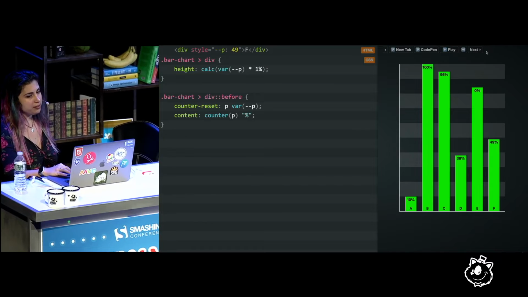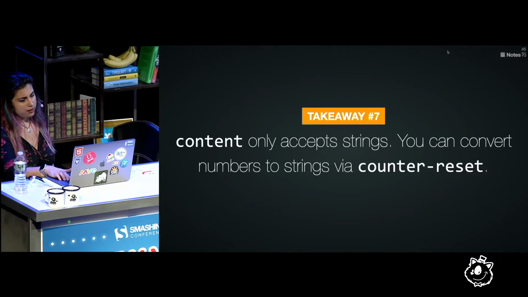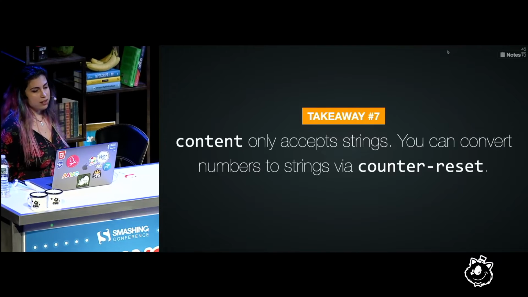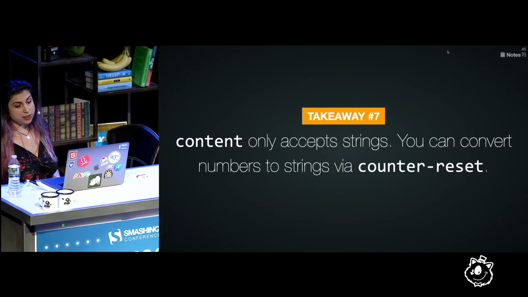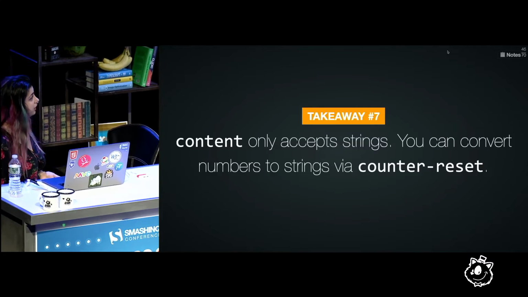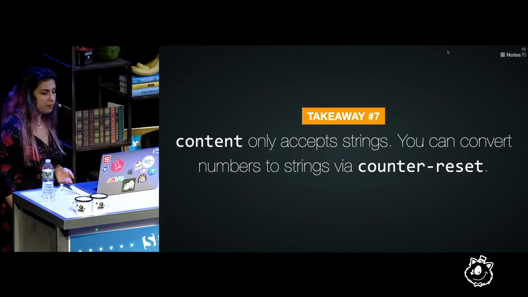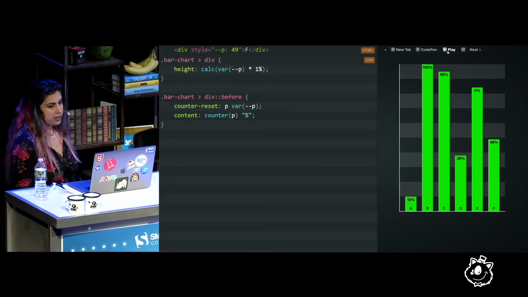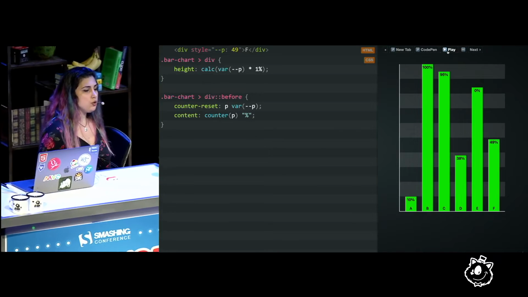So does this work? As you can see, it works. Content only accepts strings, but you can convert numbers to strings through counter reset. And yes, it's ugly, but it's internal ugliness. But does it really work? Can you look more carefully?